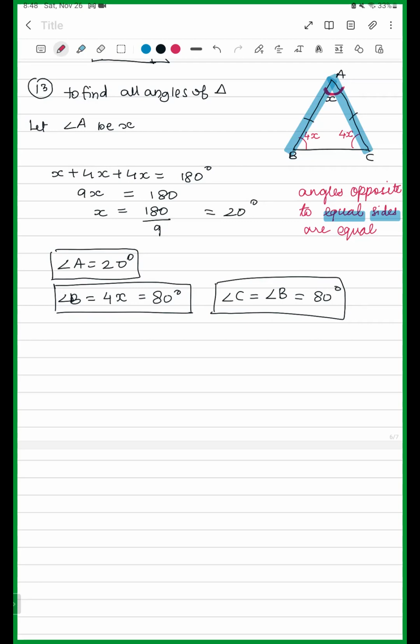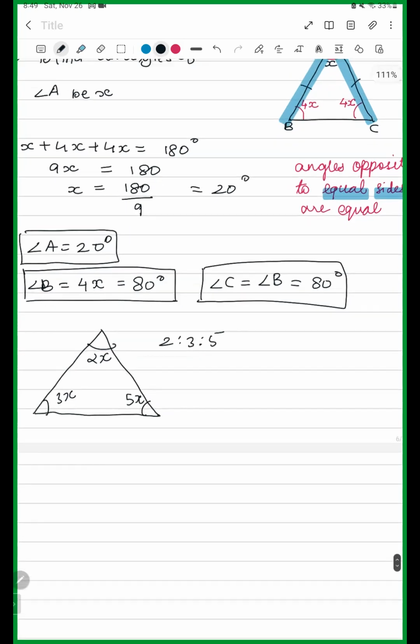So next, 14th question. The angles of a triangle are in the ratio 2:3:5. Find the angles. What does that mean when they say 2:3:5? Immediately, the first thing you have to do is say 2x, 3x and 5x. Now you can find them? Okay, find.